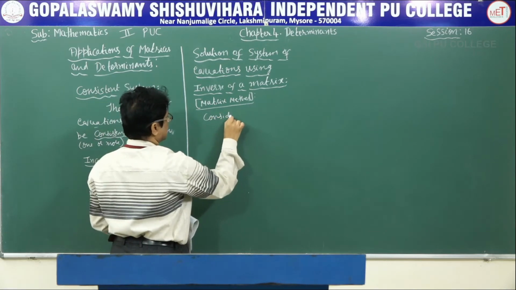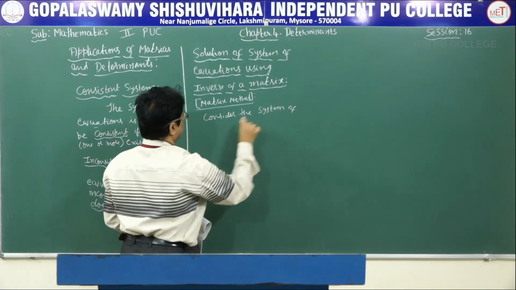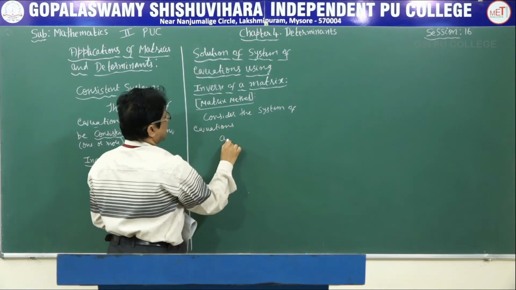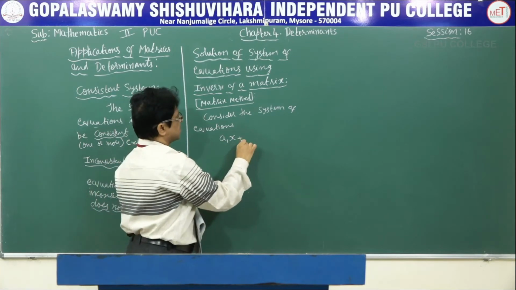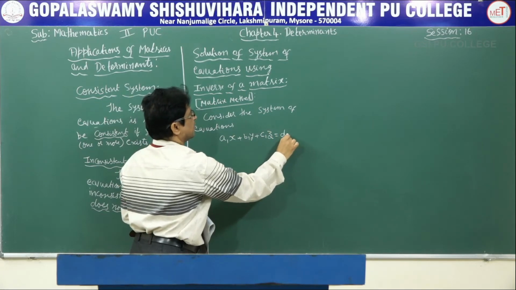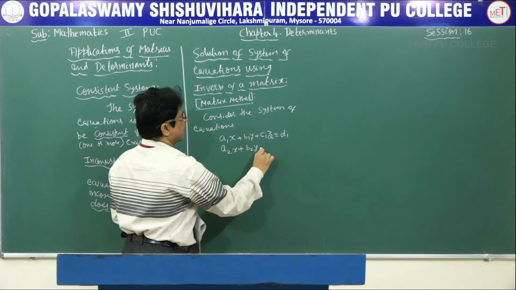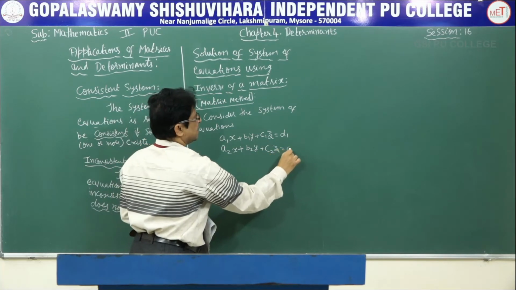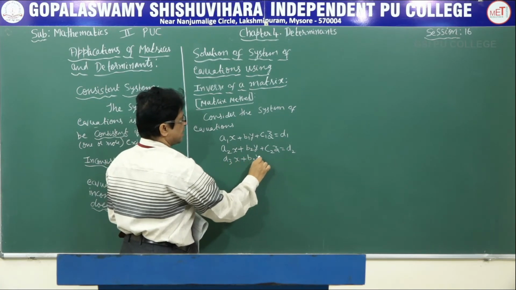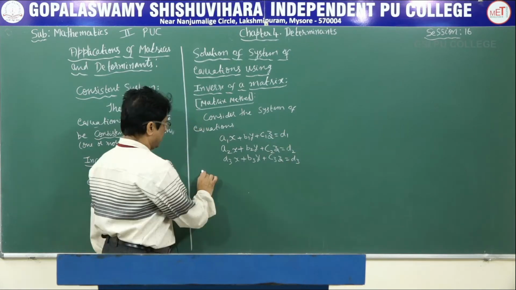Consider the system of equations a1x plus b1y plus c1z is equal to d1, a2x plus b2y plus c2z is equal to d2, a3x plus b3y plus c3z equal to d3.